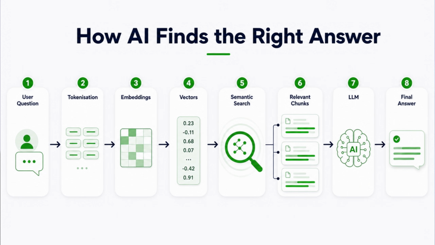So, if someone asks how an AI chatbot finds the right answer from private documents, now you know the basic flow. It does not magically read everything like a human. It tokenizes the text, converts meaning into embeddings, stores the meaning as vectors, compares the vectors using semantic similarity, and then the LLM uses the retrieved content to generate the final response.